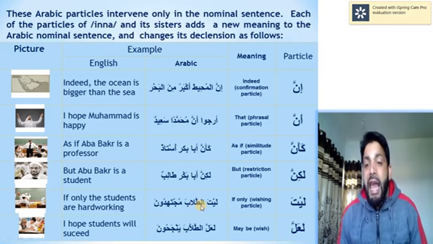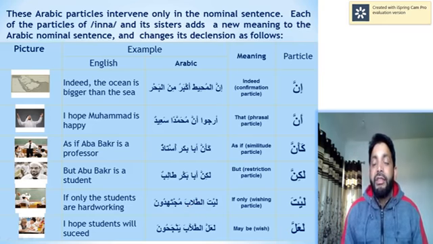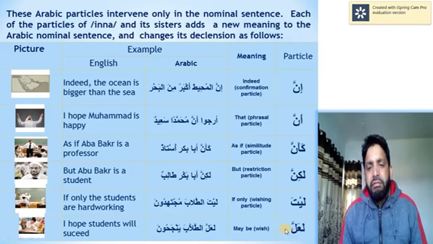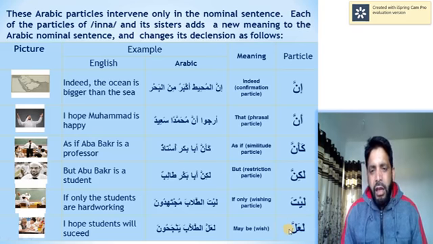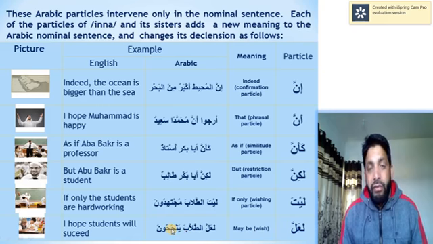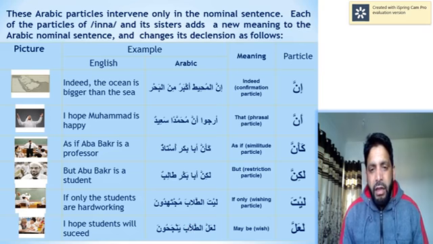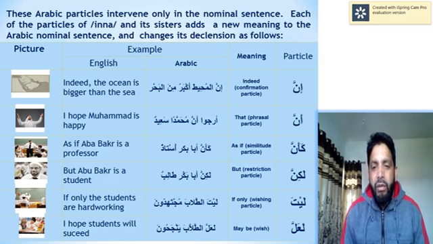Similarly, we have another, and that's la'alla. La'alla is also a sister of inna. La'alla means maybe, there is a bit of hope. We use this for hope. La'alla at-tullab yanjahun. I hope the students will succeed. So here we saw la'alla created the meaning of hope. Tullab is its noun and yanjahun is its predicate, its khabar.